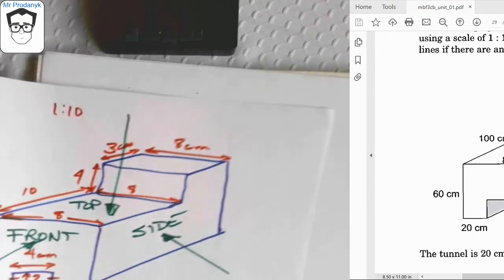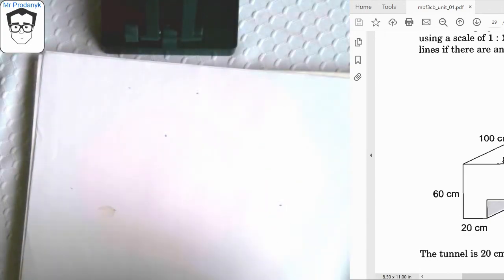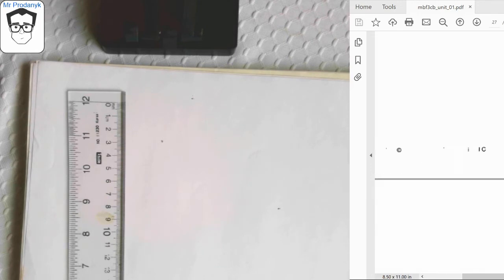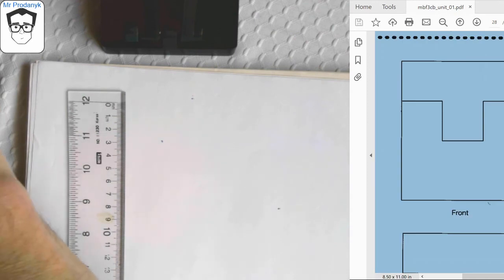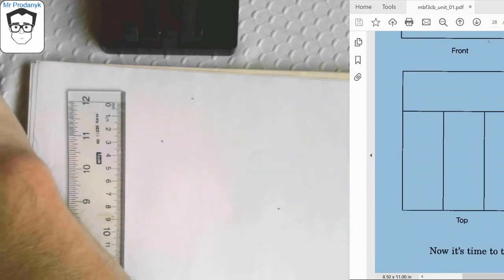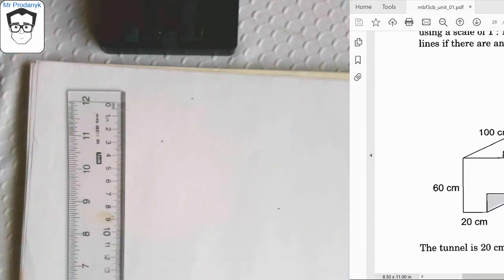Okay, so I'm just going to put this off to the side, and I'll use that to start creating my orthographic projections here. Okay, so again, we've got a front, a side, and a top view that we need to replicate for this shape right here. Okay, and again, it says the tunnel goes all the way through.